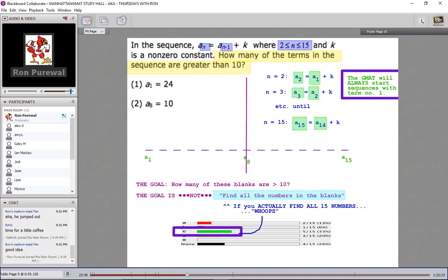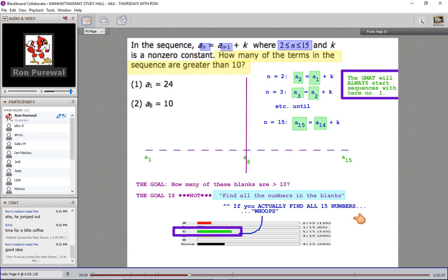I mean, if it also helps, you can think about this from the point of view of the person writing the test. They wrote this question, guys. They wrote this question for a reason. If you actually found all the numbers, they would never have thought to ask you this. This question wouldn't have popped into their head. If you found all the numbers, they would just be like, hey, guys, what are all the numbers?